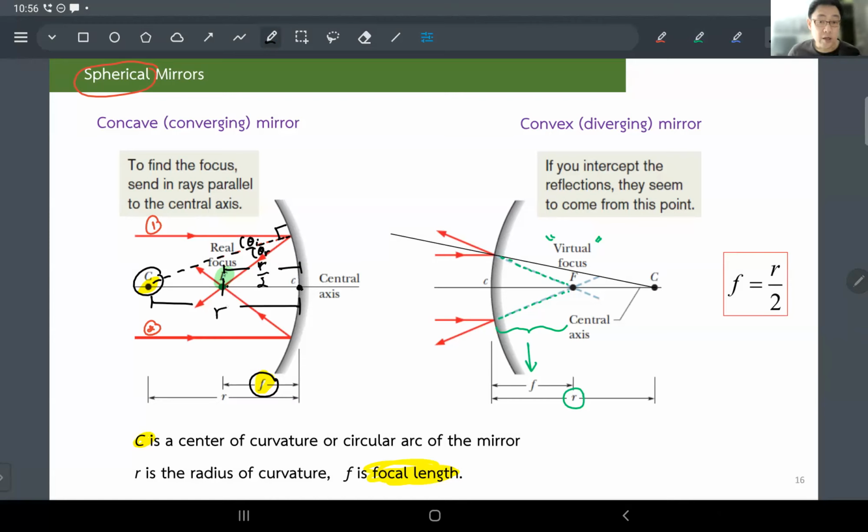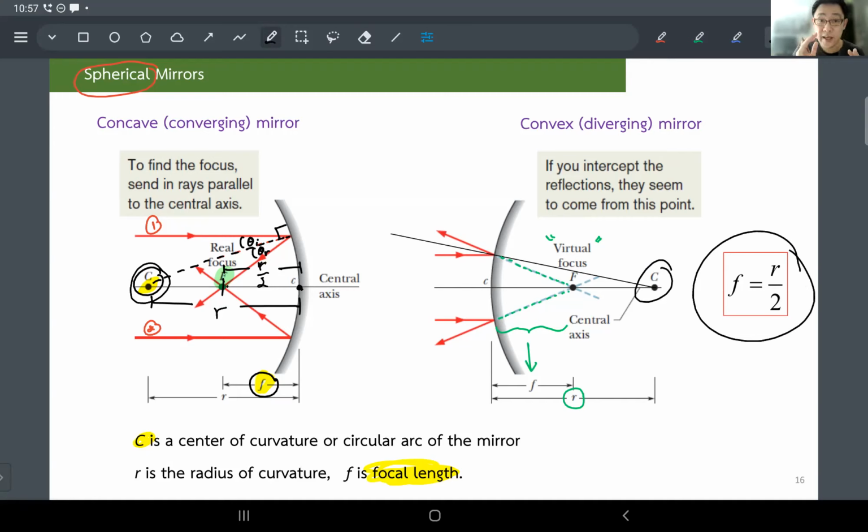So conclusion, if you have spherical mirrors, you will have the center of curvature, no problem in both cases. And half of that radius will give you the focal length. So the focal length is half the radius, all right? Plus, you have two choices to make. I mean, you have two types of mirrors to choose.